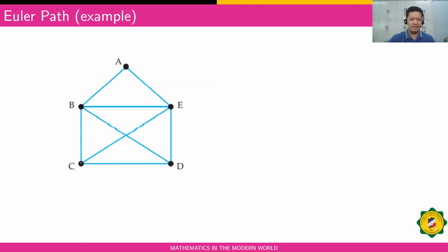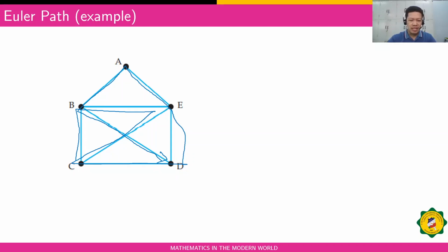Let's say we have here C, B, okay, we have E, and then we have C, D, E, A, B, and D. Isn't it? We are able to trace all the lines only once. So we start with C and end with D.